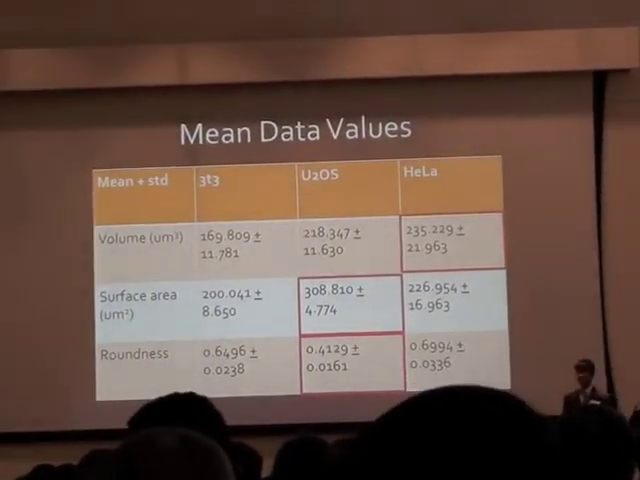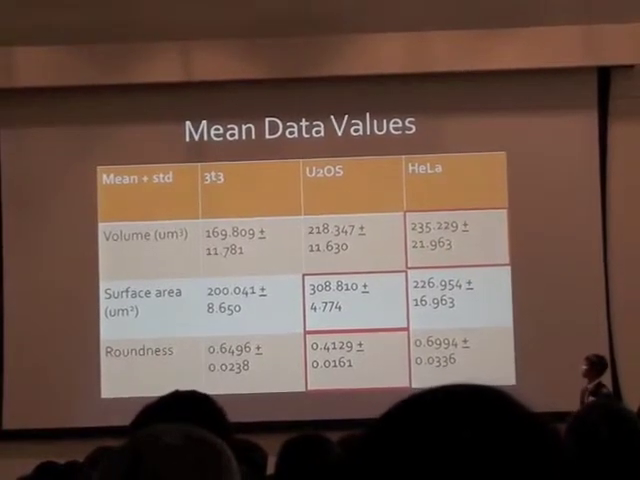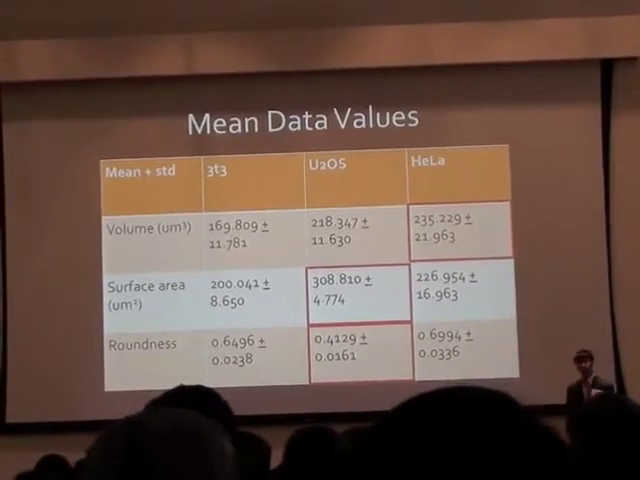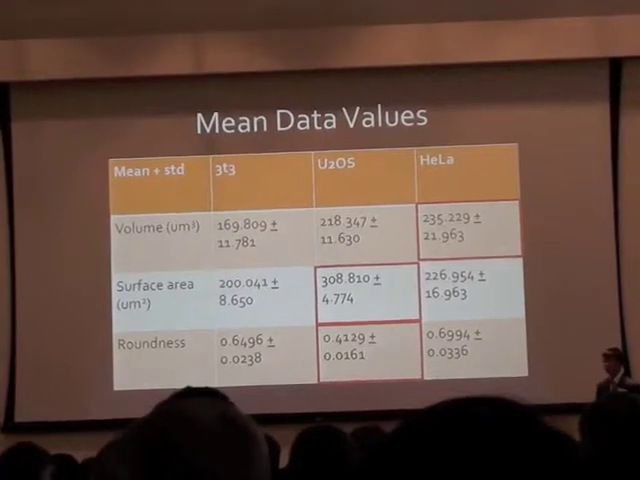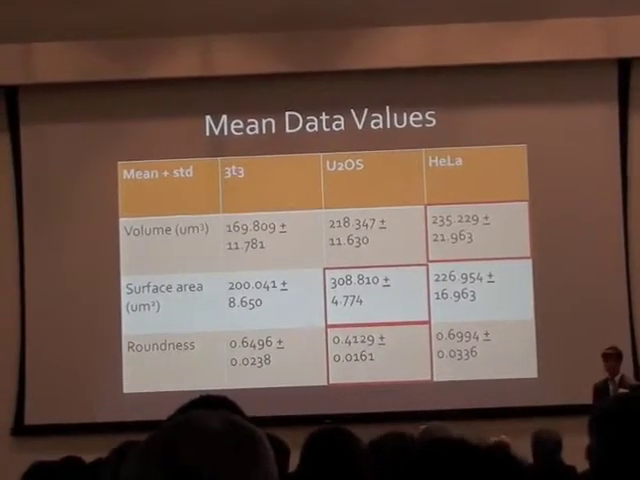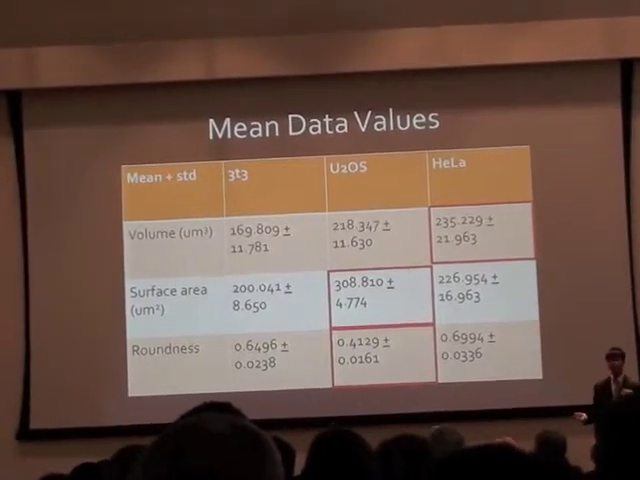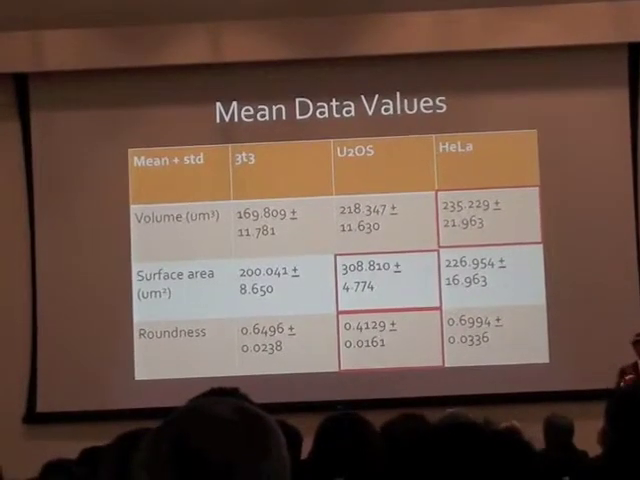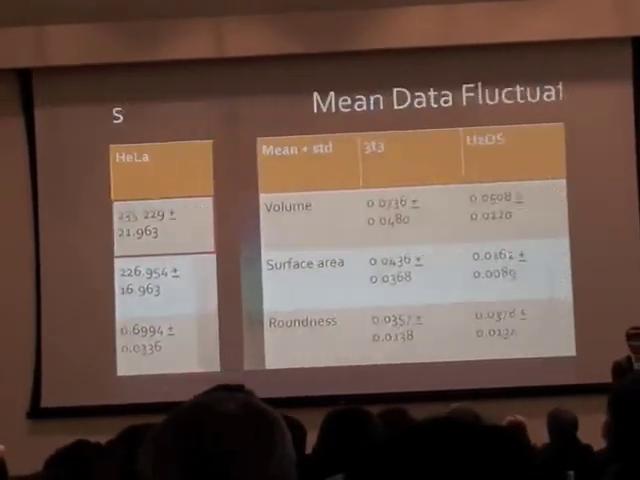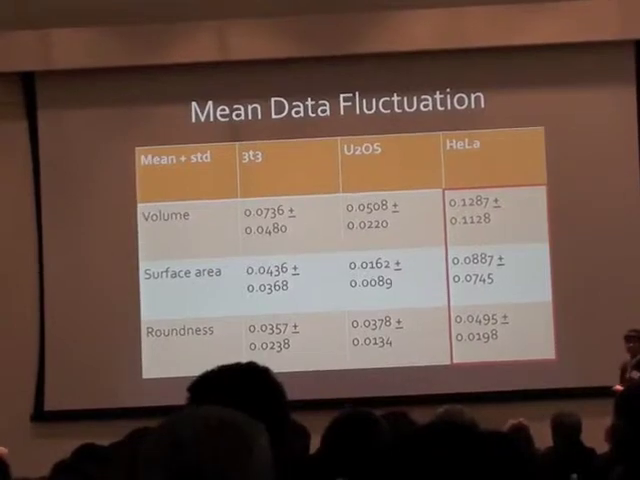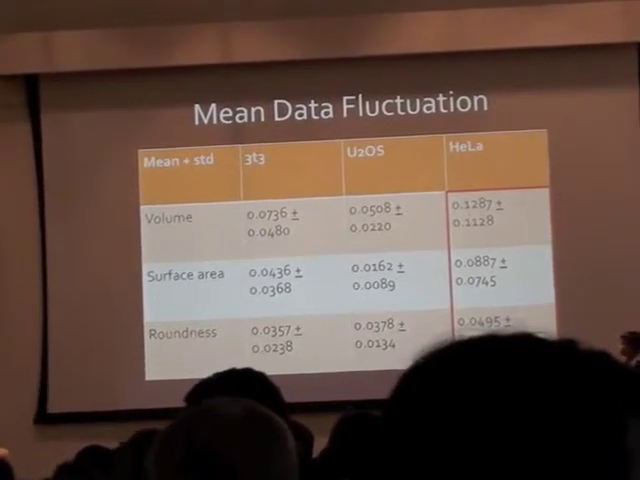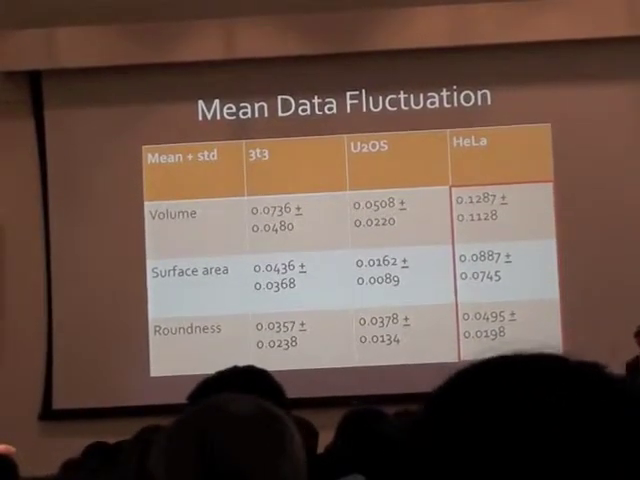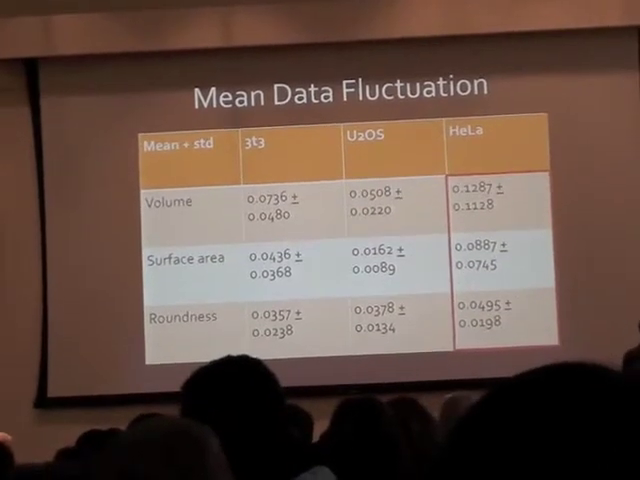Here are some other significant points from looking at the mean data values. I found that the HeLa cells have the largest volume, and the U2S has the largest surface area, which isn't surprising because the roundness is so large, as indicated by a very oblate shape. And wait, there's more. HeLa cells demonstrated the greatest data fluctuation in every single parameter. And note that it's a cancer cell.